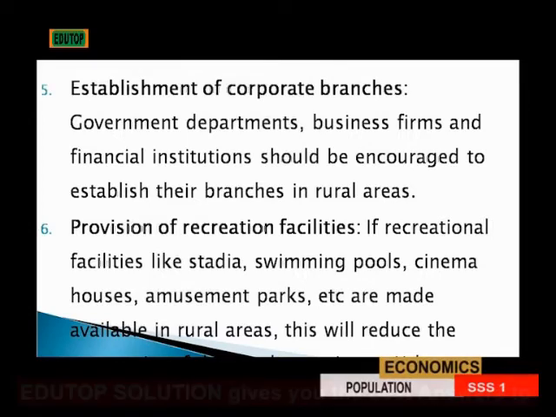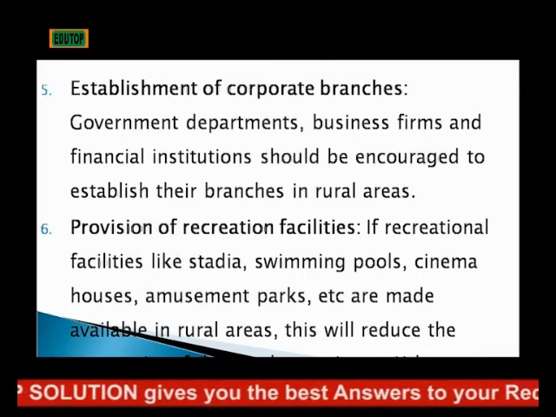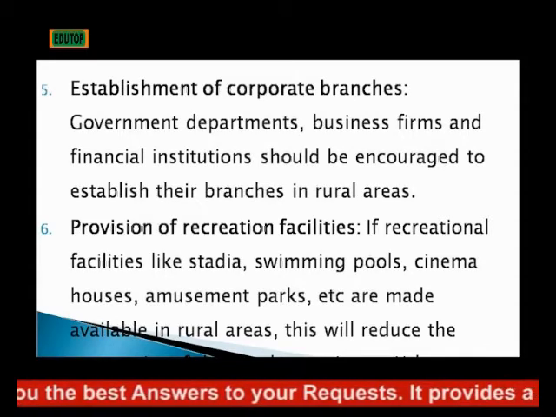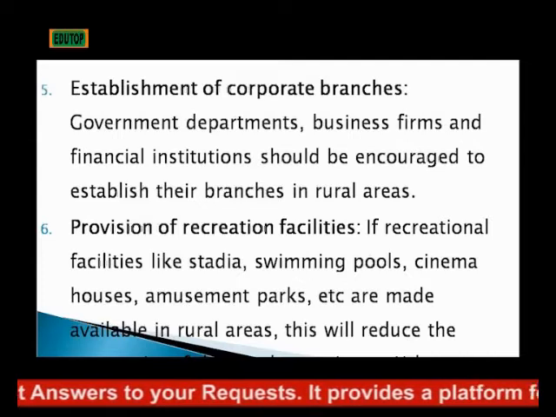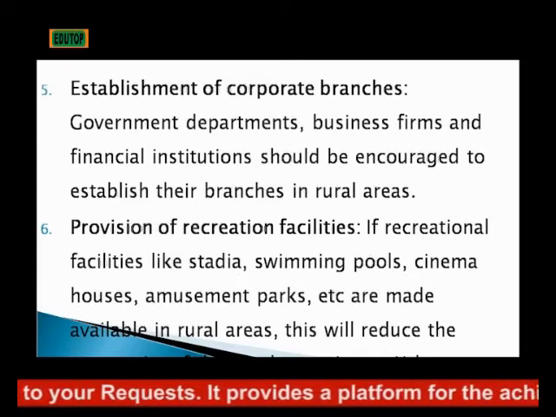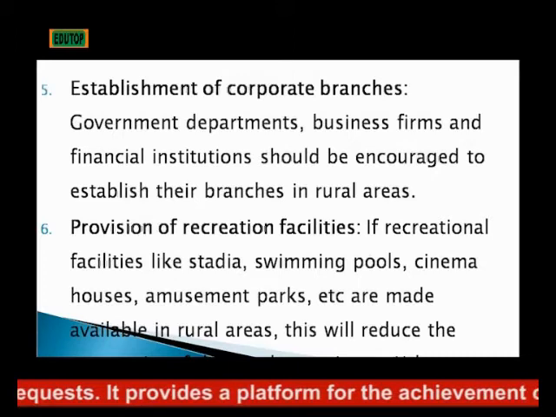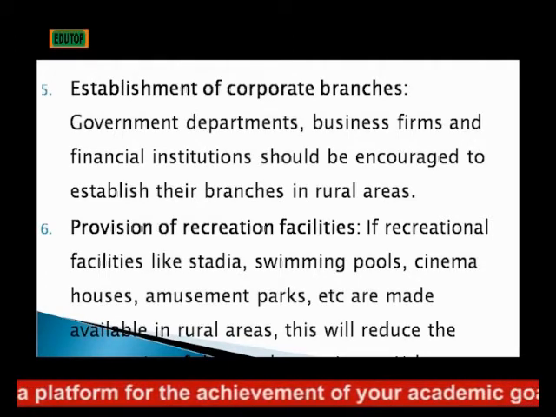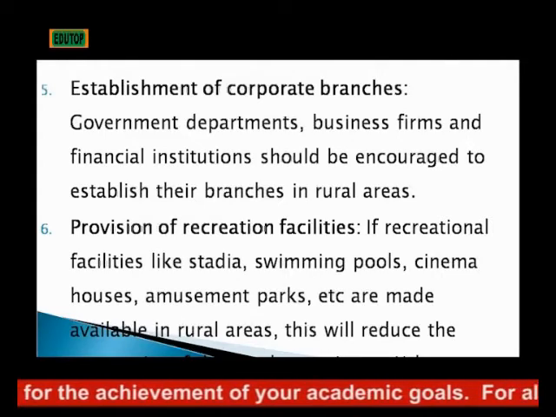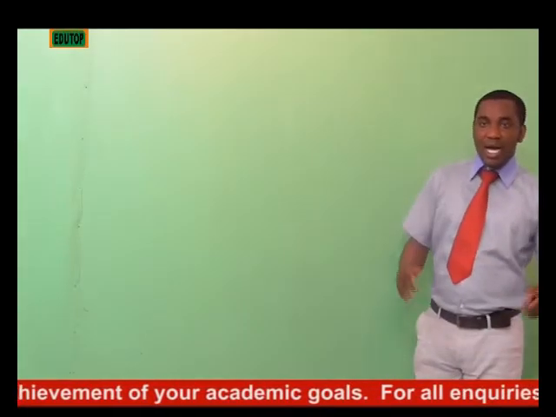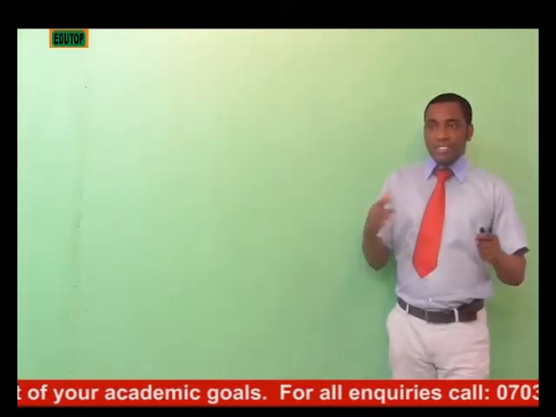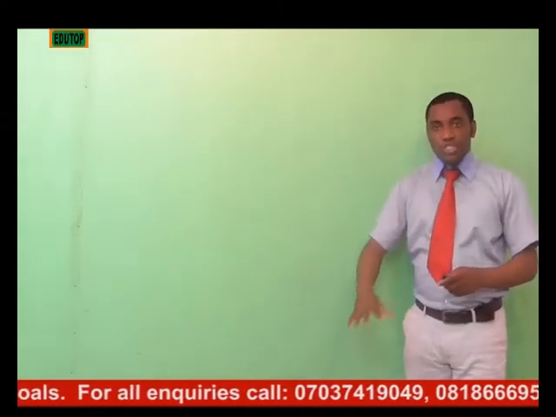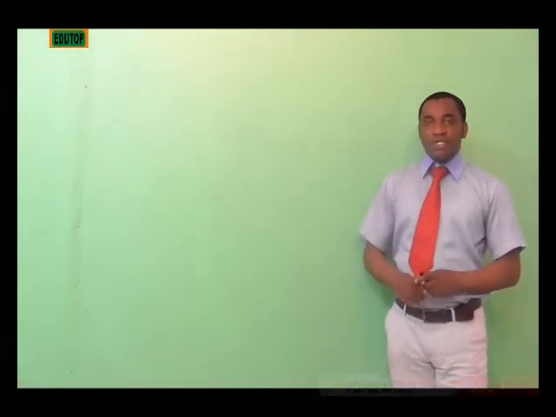And number six, the provision of recreation facilities such as stadiums, swimming pools, cinema houses, amusement parks, and so on. If such are established and available in the rural area, there will be a reduction in the number of people that move from rural area to urban area. With that, the problem that usually arises from rural to urban migration will be reduced, if not totally eradicated.